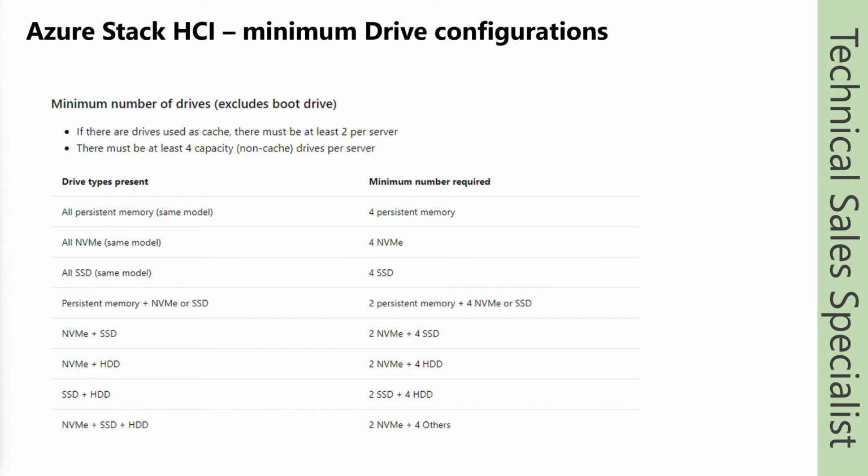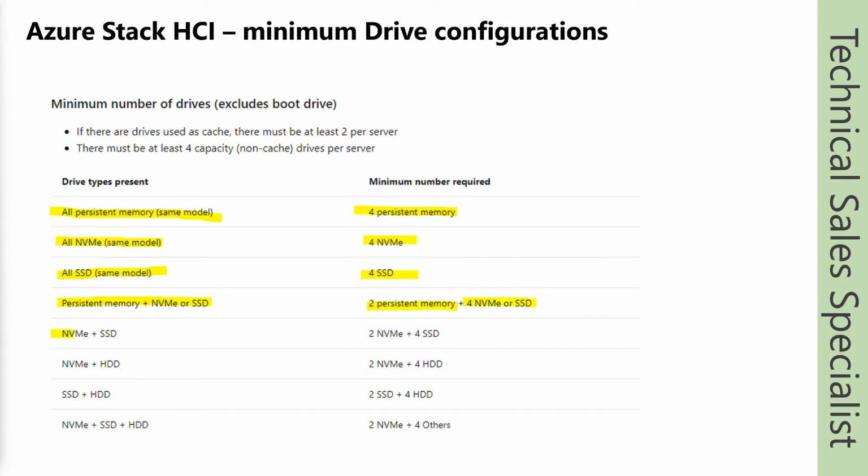It's possible to have all persistent memory, all the same model, minimum 4 persistent memory modules in each server. More are always possible, but this is the minimum requirement. All NVMe, minimum is 4 NVMEs. All SSDs, also minimum 4 SSDs. If we use persistent memory and NVMe or SSD, we need 2 persistent memory modules. They are used for cache, minimum 4 NVMe or SSDs.